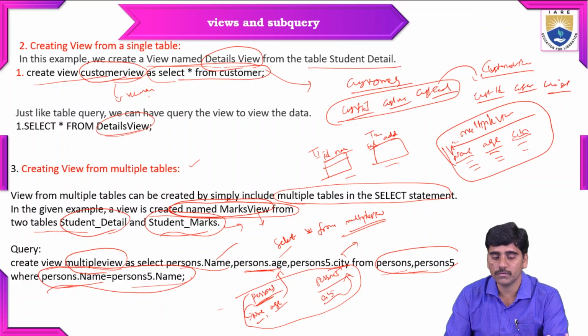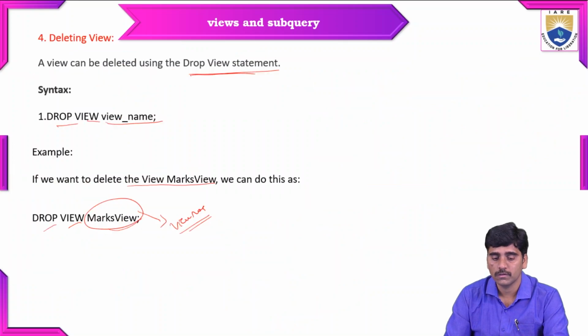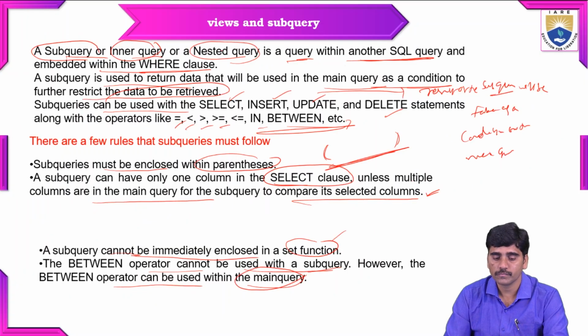To create a view from a single table, we can directly write the syntax. But to create a view from multiple tables, we can include two tables. We can include two tables' columns also, and dropping the view is the same as dropping the table.